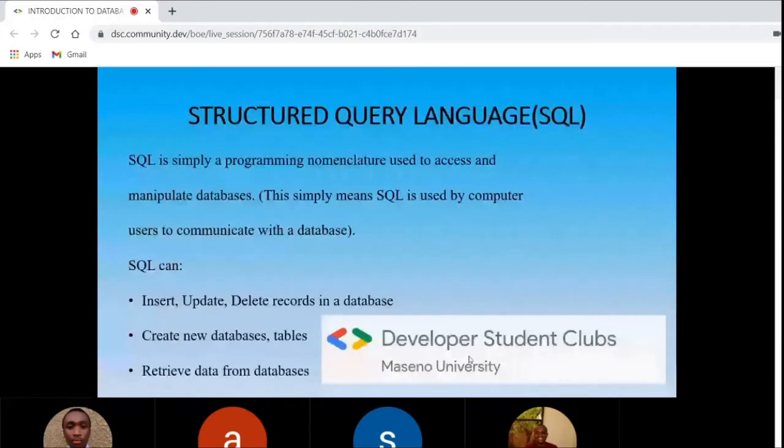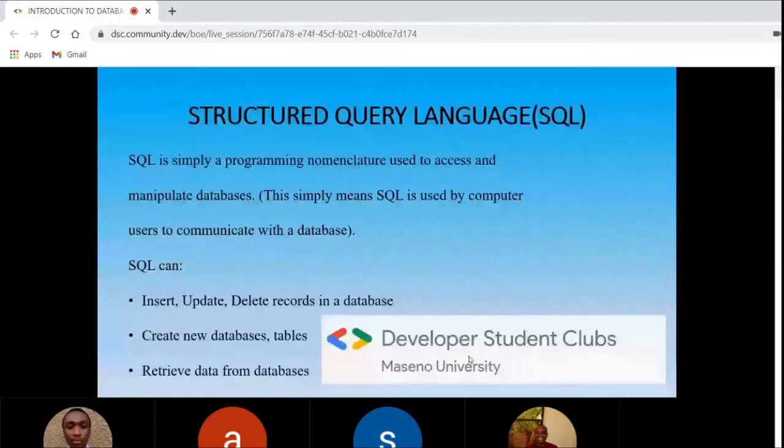When we talk of databases, we can't fail to talk about SQL. When we are talking about relational databases, SQL is a language to speak to the database. As I've simply put it, SQL is a programming language used to access and manipulate databases. This simply means SQL is used by computers to communicate with the database. With SQL, you can do an insert, an update, a delete. You can create new databases, create tables. Also, you can retrieve data from databases.